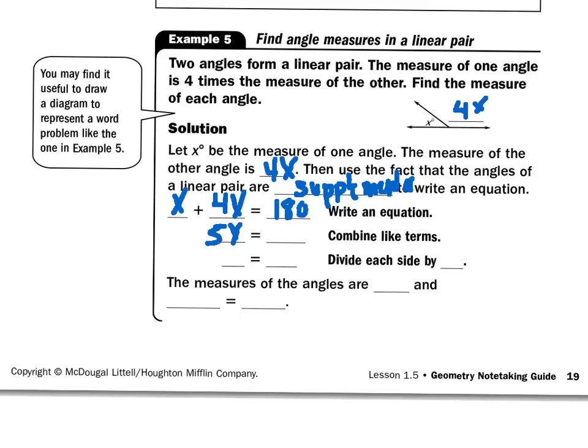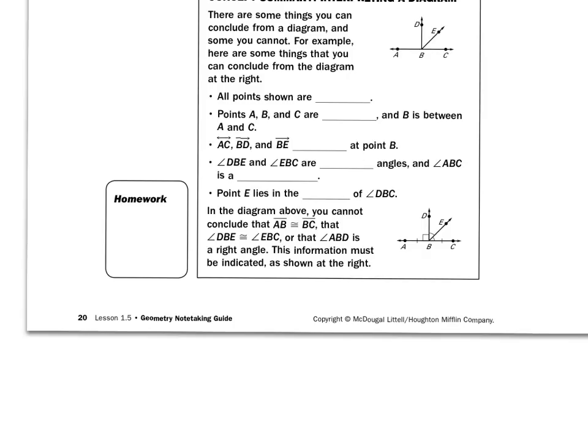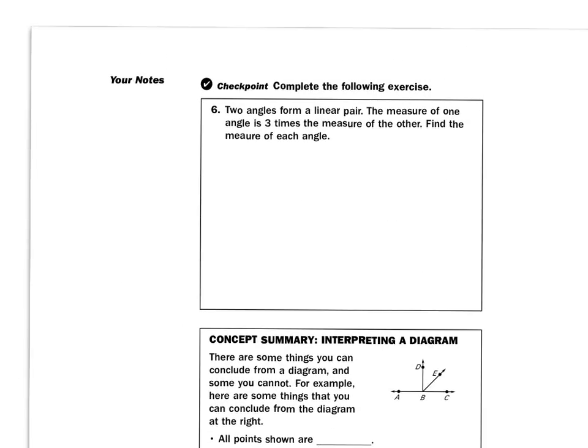Combine like terms, 5x equals 180. Divide by 5. X equals 36. Is that what we want? Find the measure of each angle. So the measure of the angle, just plain x, is 36. And the other one, 4 times x, 4 times 36 equals 144. Okay, next page. Checkpoint. Go ahead and do this checkpoint. Start the video again when you're through.